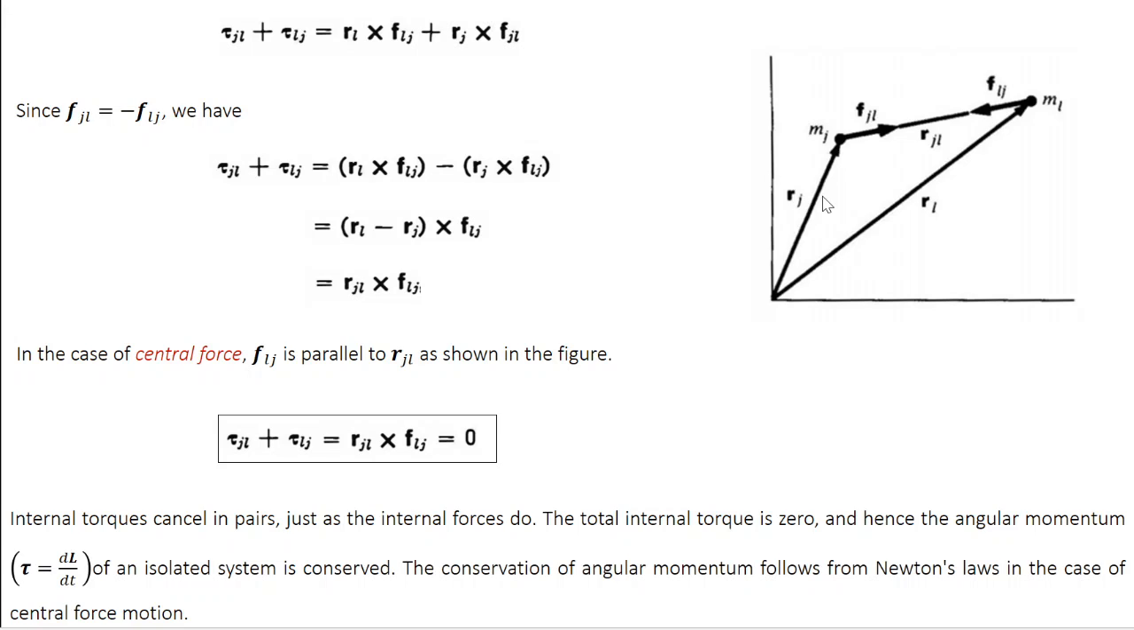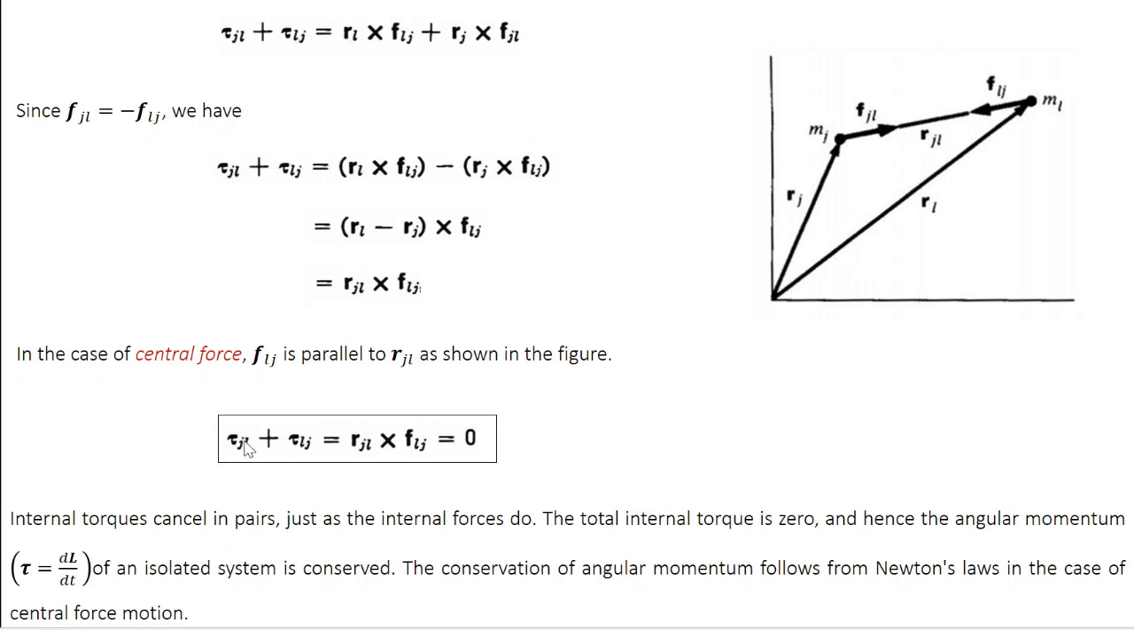Now, if you are talking about central force, we know that in the case of central force, the force always acts along the line of separation, which is what we have shown here. In this case, the forces are acting along the same line as R_JL, the separation vector from J to L. In other words, F_LJ is parallel to R_JL, and we know that in the case of two parallel vectors, the cross product vanishes.